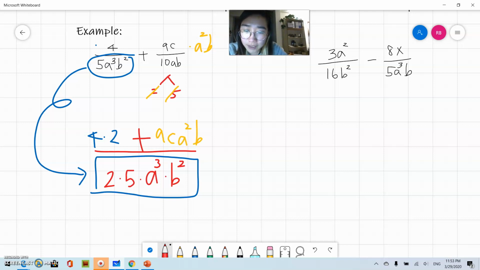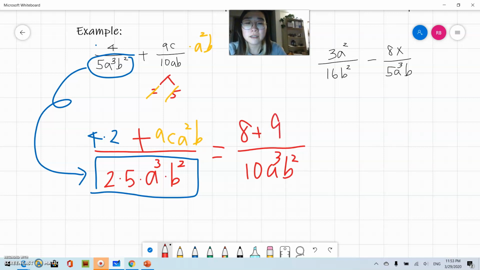So then this is what's happening. So let me simplify a little bit. The bottom will be 10 a cubed b squared, and the top is 8, 9, and we tend to write it in order, so I'm just going to rearrange and write a squared b and c. Okay, and that's all it is.